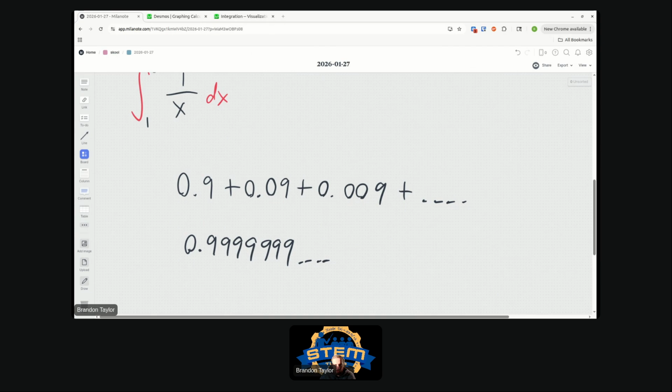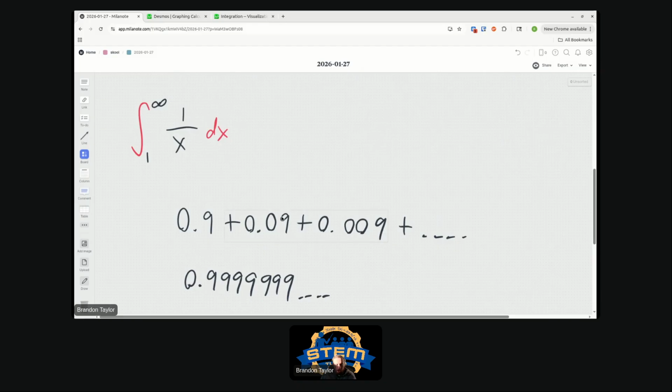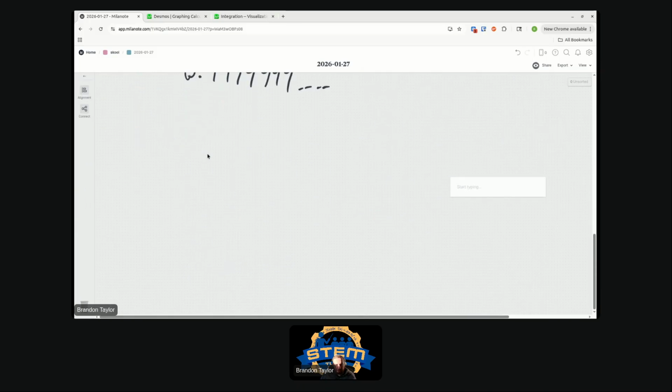That's why this works. So even though we get infinitely close to 1, we never hit it, and we say that the improper integral equals 1. What we really mean is the limit as b approaches infinity approaches 1. That's what we mean. So hopefully that logic makes sense. That's why these make sense.